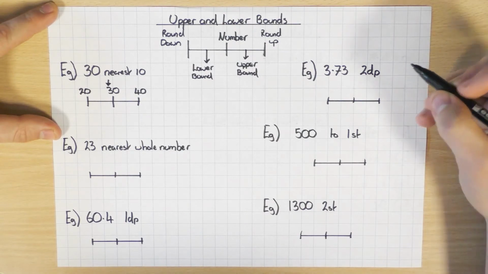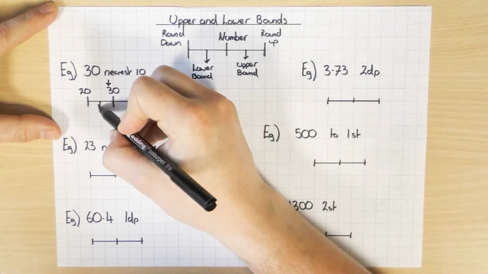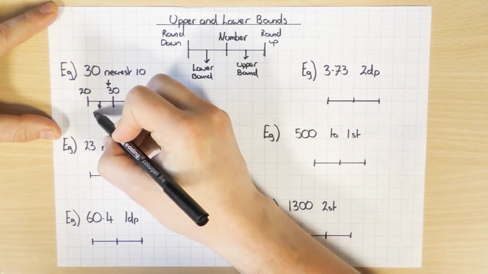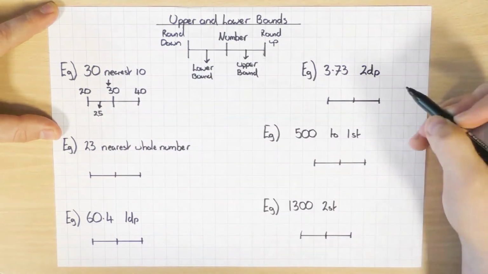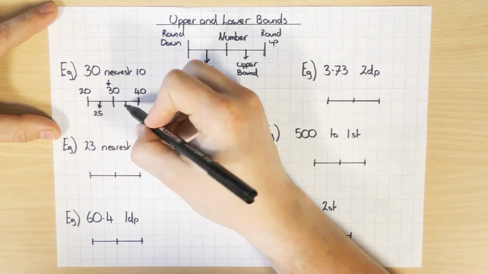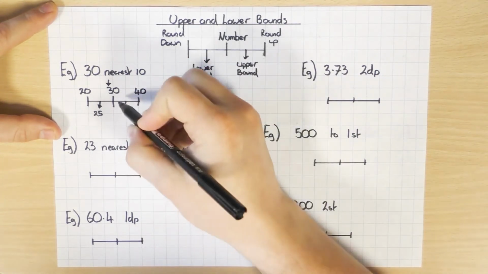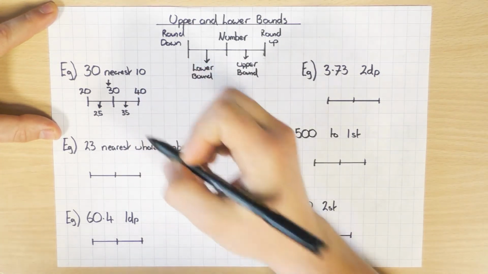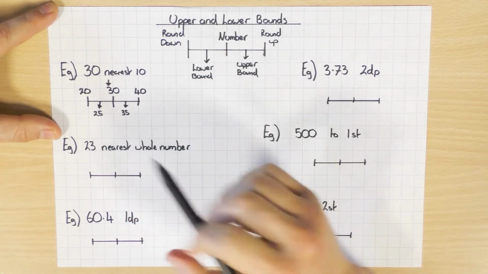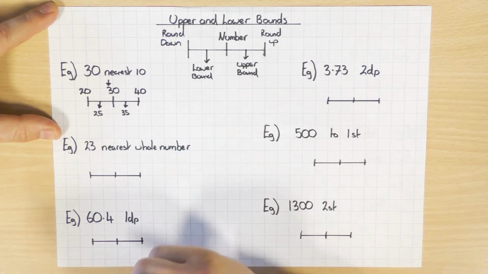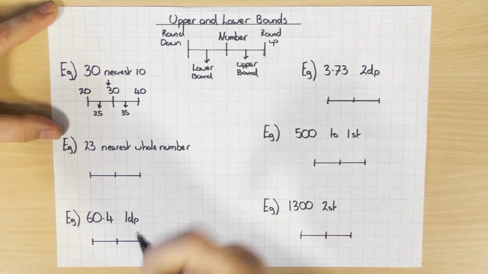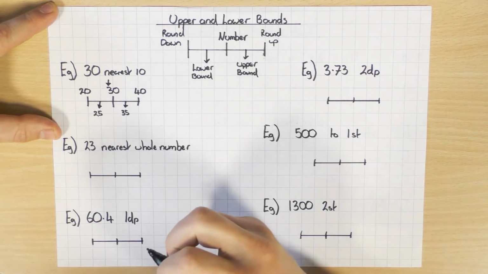Okay, now to find the lower bound, I just go in the middle. So what's in the middle of 20 and 30? Well, it's 25. And for the upper bound, I go in the middle of the number and the upper bound, in which case is 35. So the lower bound is 25, the upper bound is 35. And we can draw something or write it as an error interval.